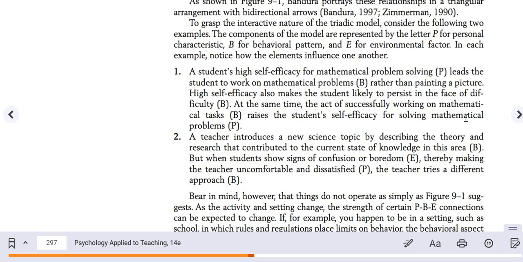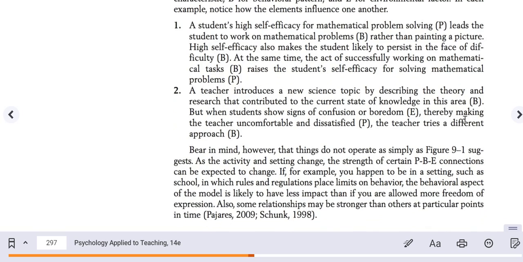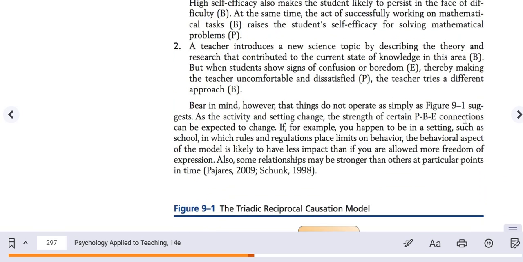A teacher introduces a new science topic by describing the theory and research that contributed to the current state of knowledge in this area, B. But when students show signs of confusion or boredom, E, thereby making the teacher uncomfortable and dissatisfied, P, the teacher tries a different approach, B.